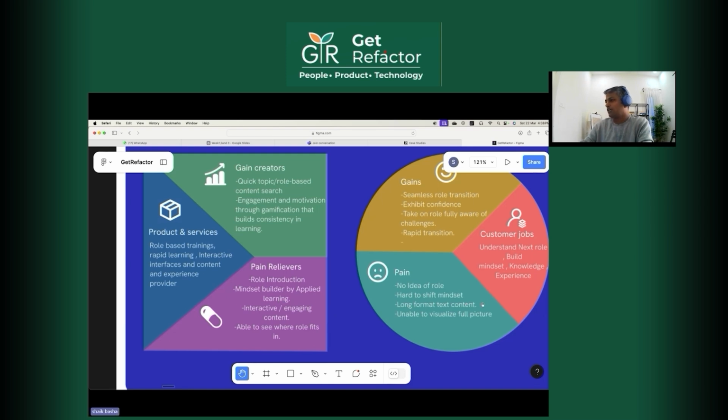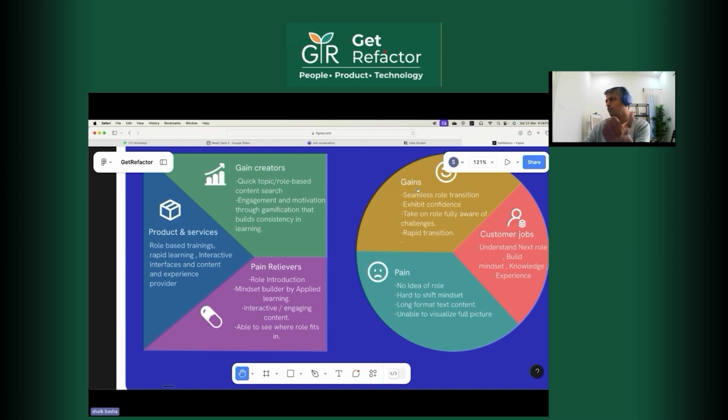Okay, long format text content. So here I am going to create interactive, engaging content. How is that? I will show you. Okay, and then unable to visualize the full picture, able to see where roles fit in. Okay, so this is the pain reliever, where everything goes like a feature or a product module by itself, right?